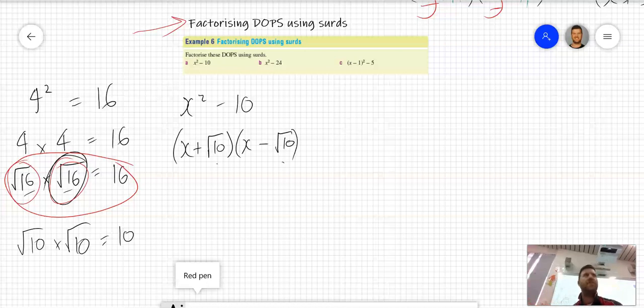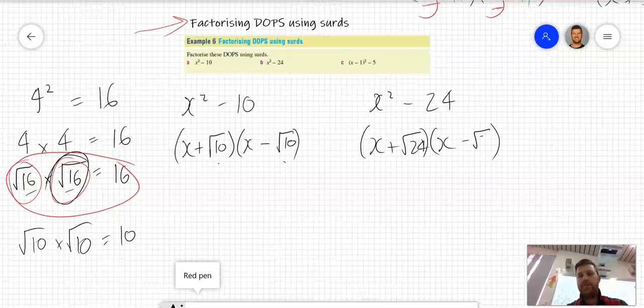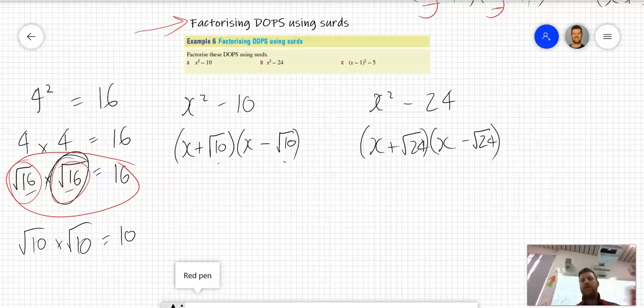Have you guys done simplifying surds before? Yes, no, some of you. Anyway, let's look at the second one. X squared take 24. Is 24 a square number? No, it's not. So let's set up my binomial products. I've got X plus and minus root 24. Now, square root of 24 can be simplified further.